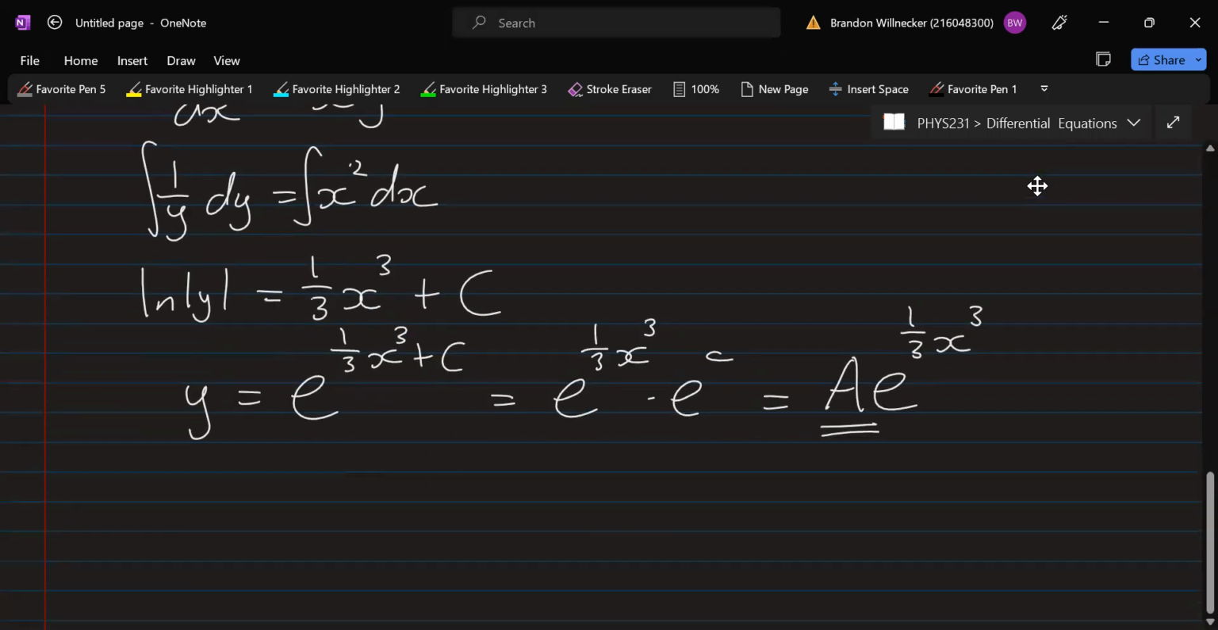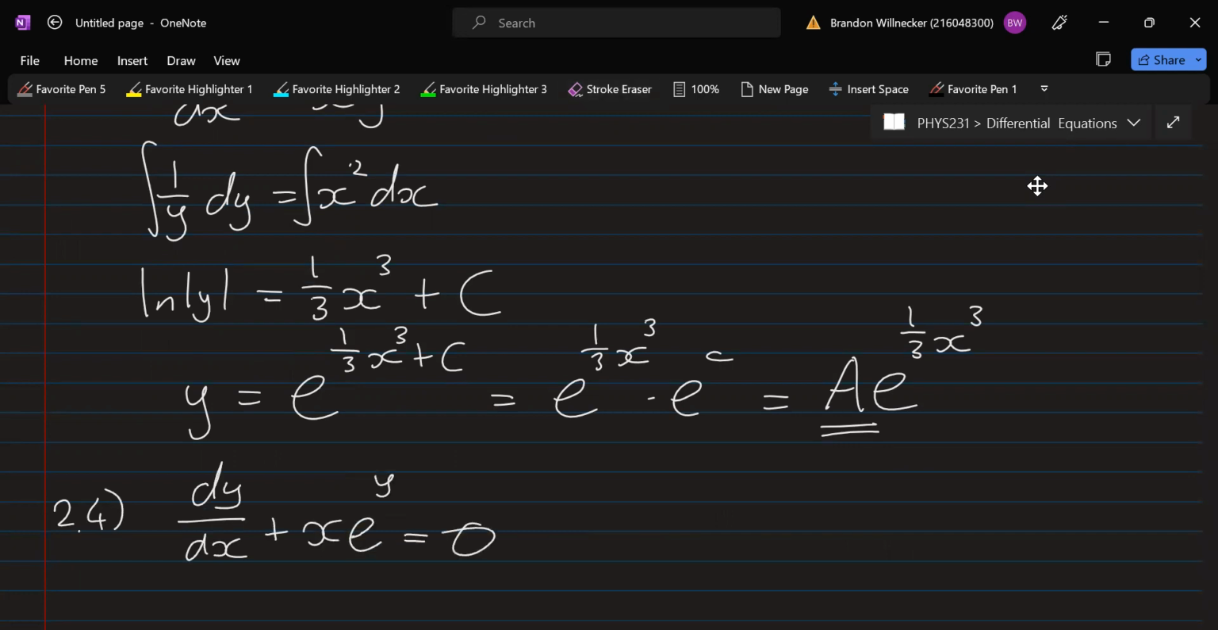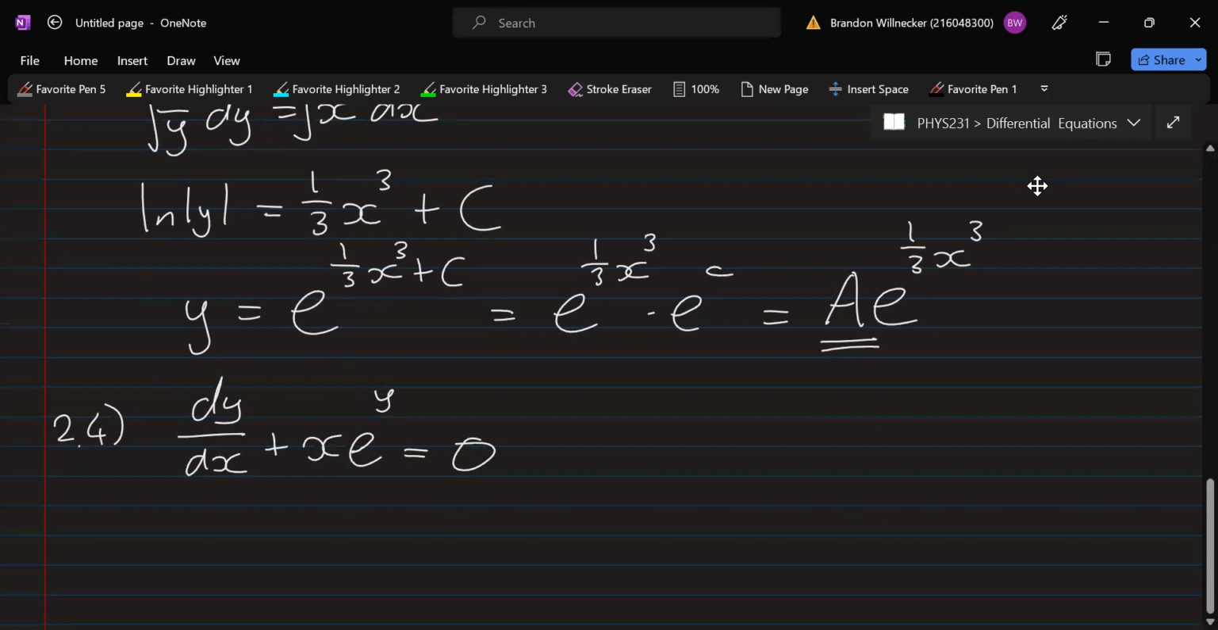Okay, 2.4, the last one for separation of variables. We have dy by dx plus x e to the y is equal to 0. Now this doesn't look like the standard separation of variables, but notice that the x terms and the y terms are just multiplied together. So this is separation of variables. We just need to take that over to the other side. So we have dy by dx is equal to minus x e to the y.